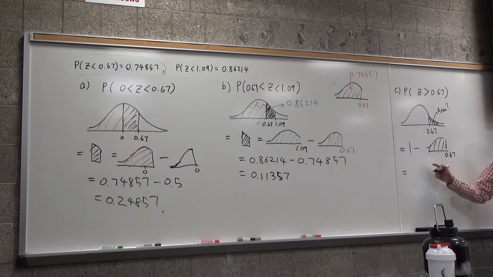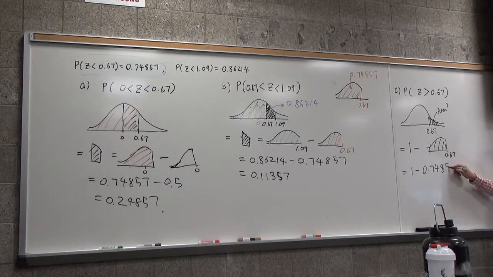And I know that this area is given in the table. This is 1 minus 0.74857, which is 0.25143.